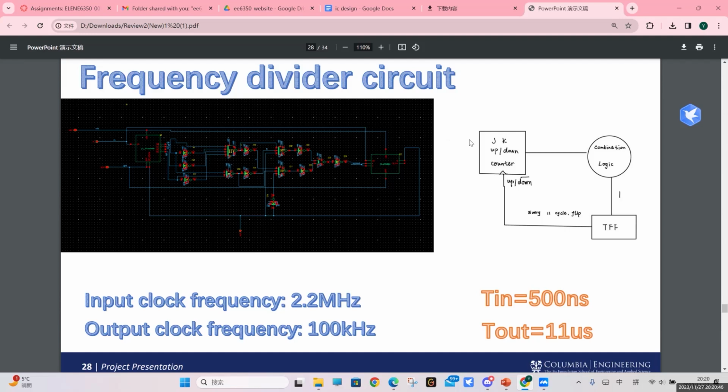We use a counter composed of a JK trigger, which flips the counting direction every time it reaches 11 and outputs a signal to the external logic.